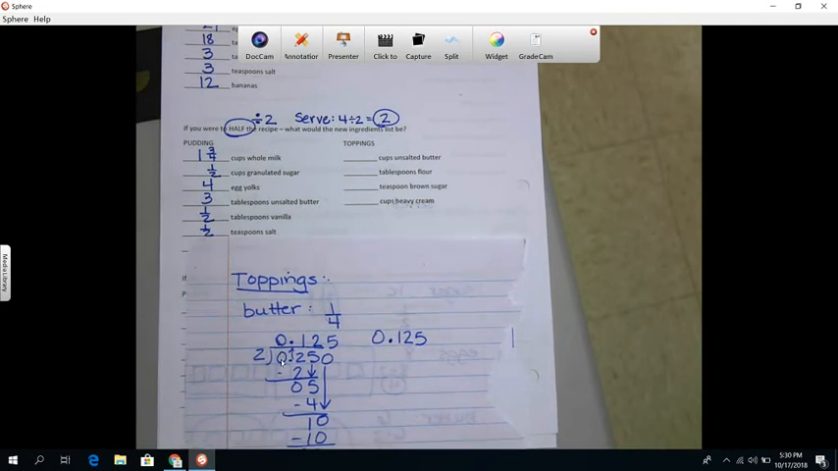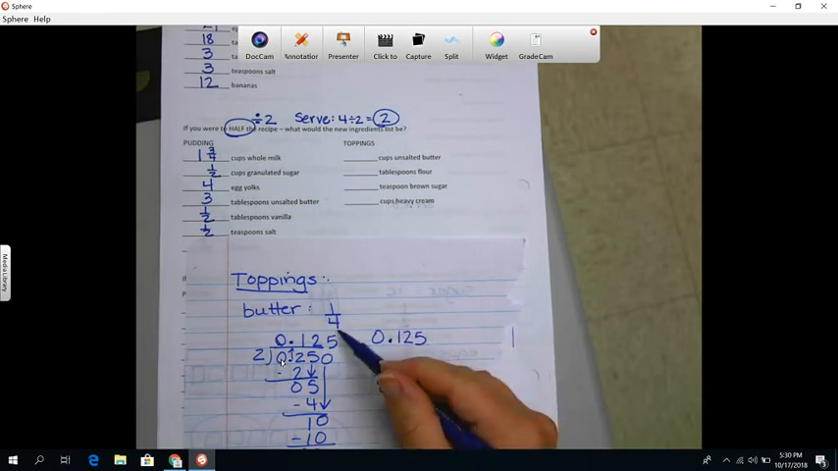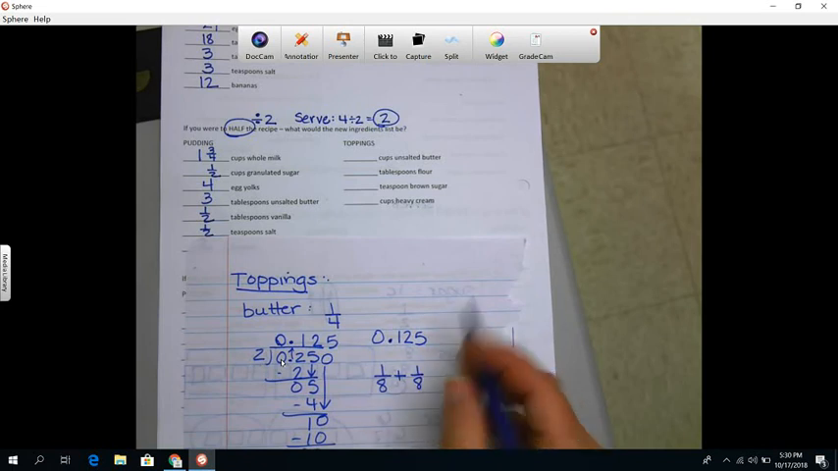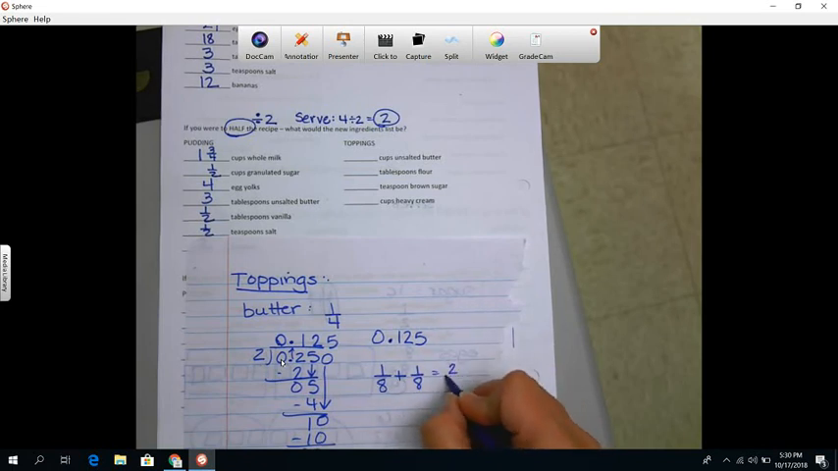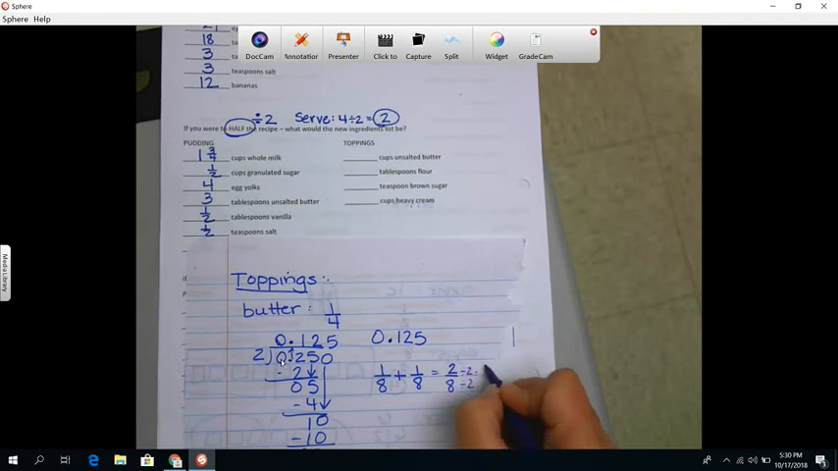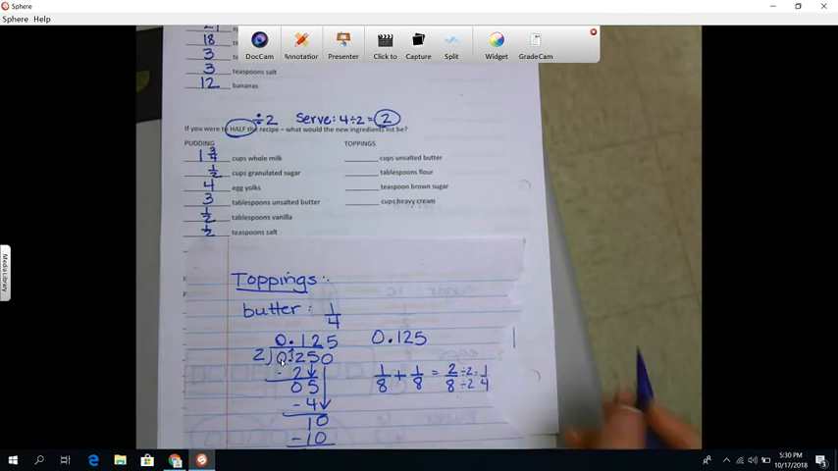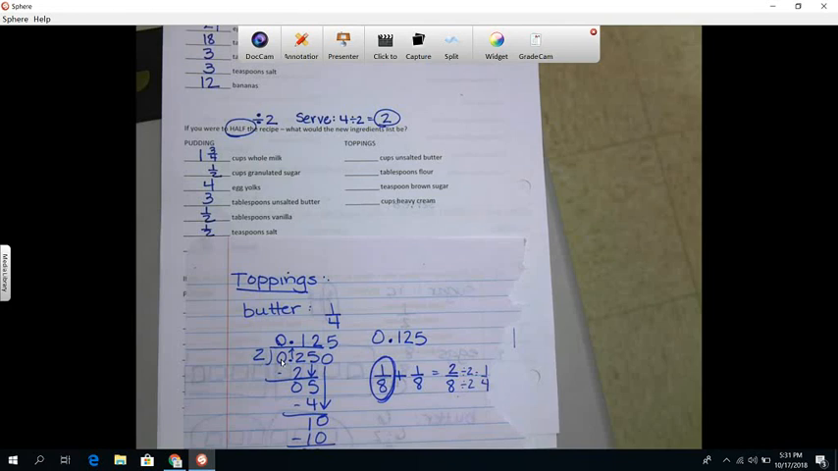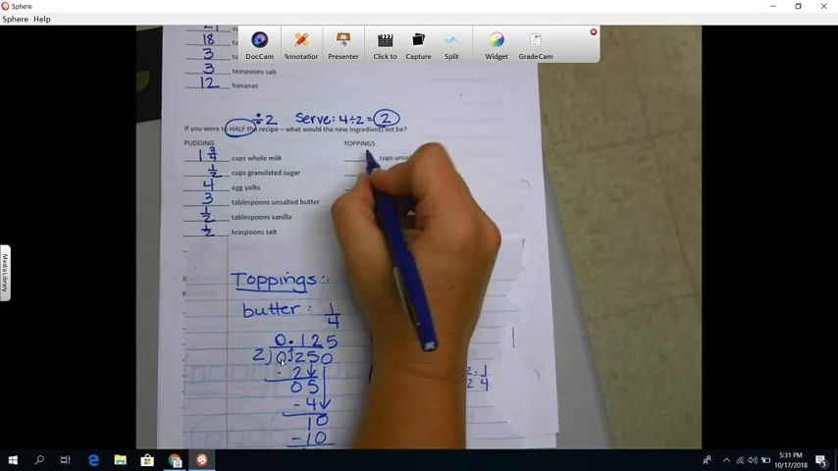But I know that if I do this, 1/8 plus 1/8, because 4 times 2 is 8. So I know that if I have an 8, I could do 2/8. 2/8 is the same thing as 1/4. So a half of a fourth is going to be 1/8. My answer here is going to be 1/8.